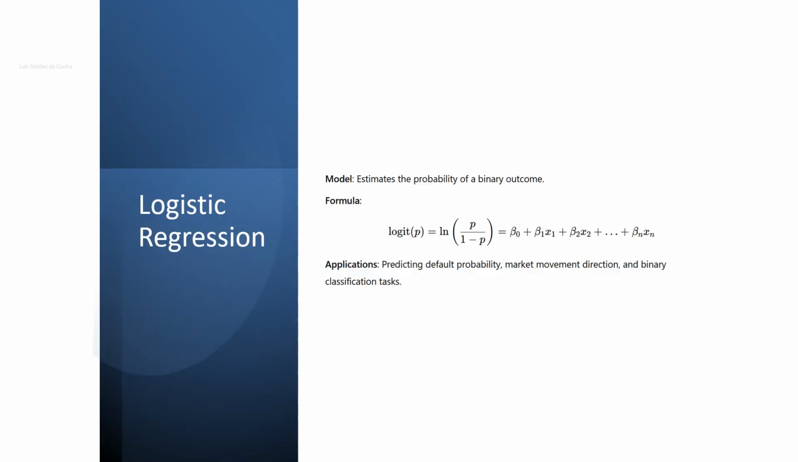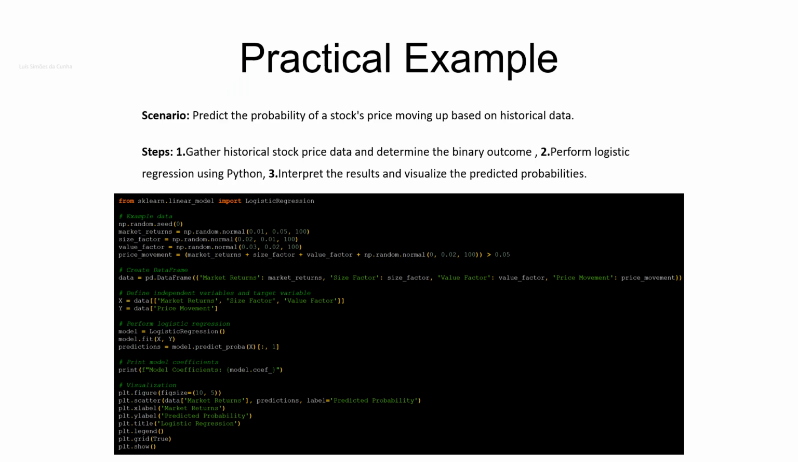Logistic regression estimates the probability of a binary outcome using the formula. Let's predict the probability of a stock's price moving up based on historical data using logistic regression. We gather historical stock price data, perform logistic regression using Python, and visualize the predicted probabilities. This example demonstrates how to interpret the results and understand the probability of binary outcomes.